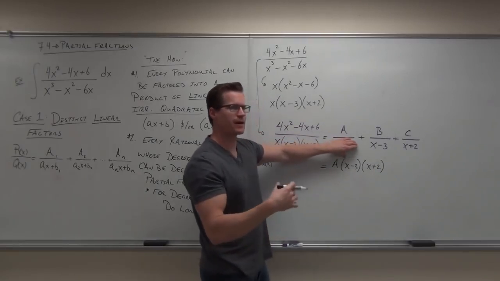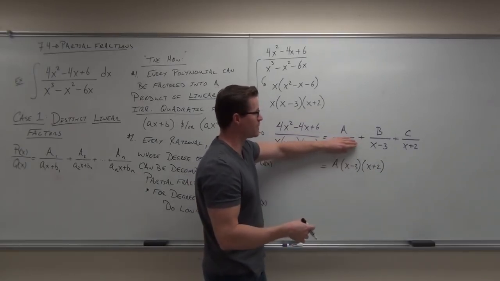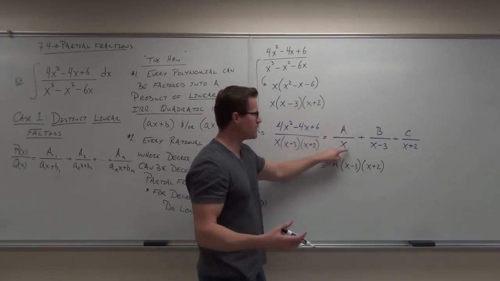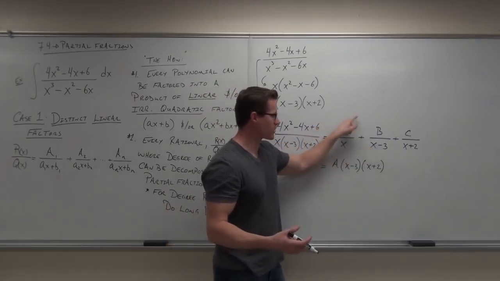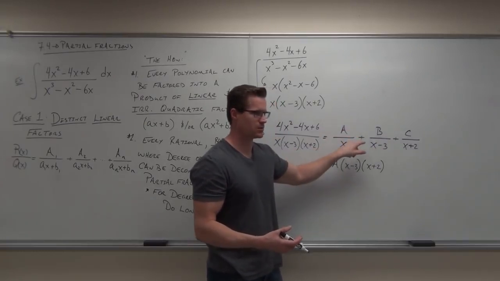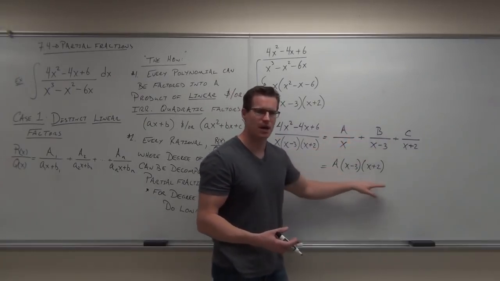So if I were to find that common denominator, I'm going to cover this up. Then we'd have to multiply. In order to find the common denominator, we'd be multiplying this fraction by (x minus 3) over (x minus 3) and (x plus 2) over (x plus 2). Does that make sense to you? We're not writing the denominator because of this.